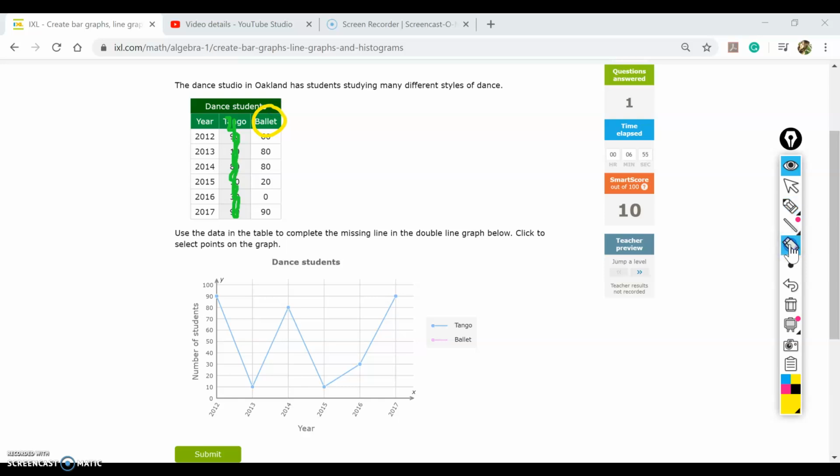Oh my God, I covered the number. So I'm just going to circle ballet. I'm sorry guys, it's really hard to write with this on the computer, so sorry for that. Now let's try to do it.